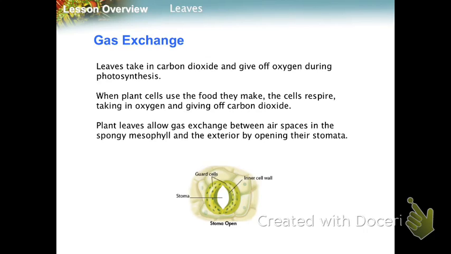Gas exchange happens a little something like this. Leaves take in carbon dioxide and give off oxygen during photosynthesis. And then, during cellular respiration, they take in oxygen and give off carbon dioxide, the opposite. Plant leaves allow this gas exchange by opening their stomata, which is what you see here.